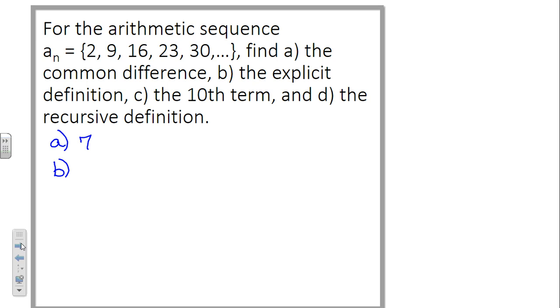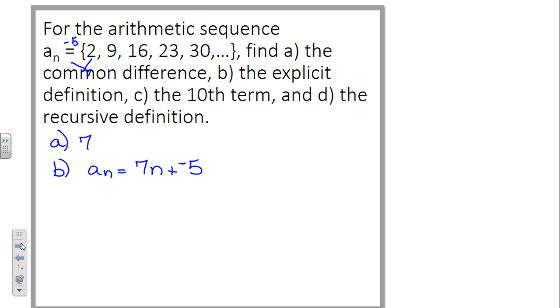Okay, so part B says now let's find that explicit definition, so let's practice that. How do we start an explicit definition? A sub n. So our common difference is 7 times n. And then we got to figure out what that previous term was, right? Exactly. If we take 7 away, we're going to get a negative 5 up here, right? So plus a negative 5 or minus 5, same difference.